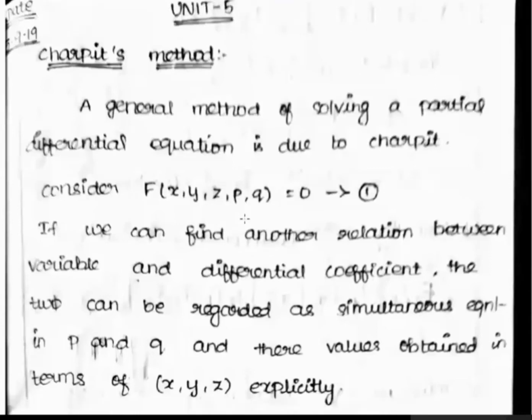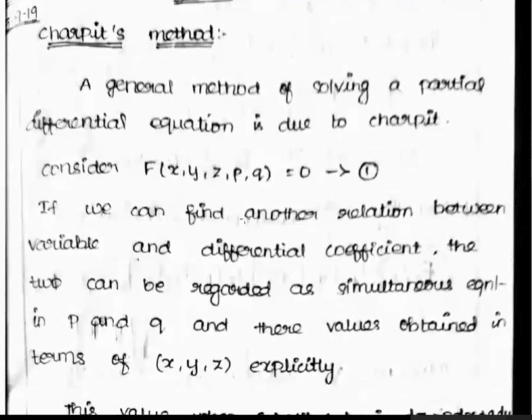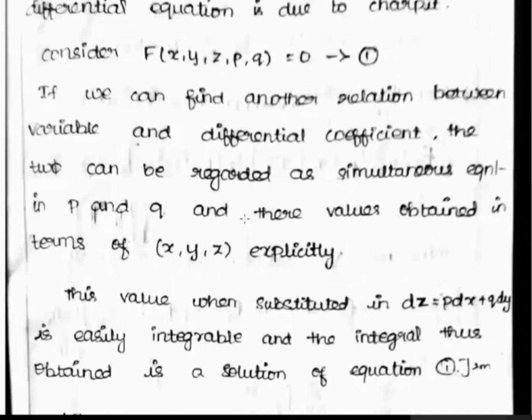The differential equation is due to Charpit. So for solving the partial differential equation, Charpit identified a method that is called the Charpit method. If we can find another relation between the variables and differential coefficients, the two can be regarded as simultaneous equations in p and q, and their values obtained in terms of x, y, z explicitly.